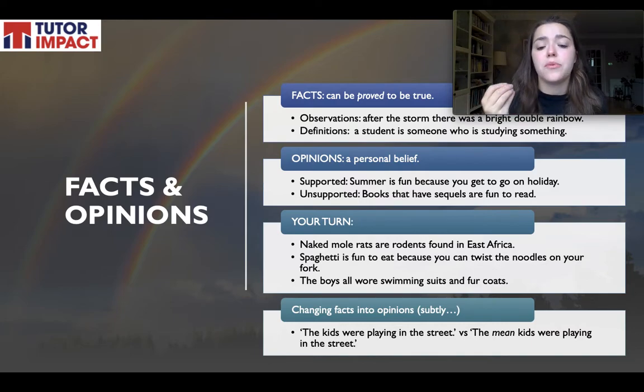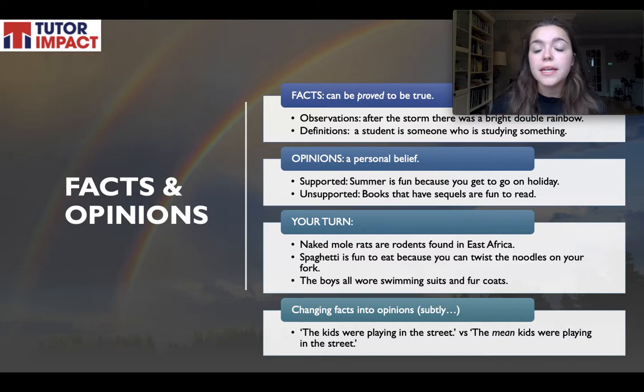The important thing to take away about facts is that even if something is a fact or it's put forward as a fact, it doesn't necessarily mean that it's the whole story or that it's 100% true. The next thing to talk about are opinions, and these are personal beliefs. Not necessarily something that we can prove to be true, it's just what I believe. And opinions can be either supported or unsupported.